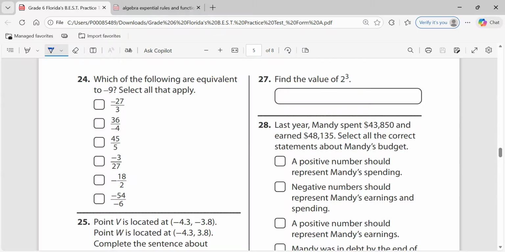Start at number 24. Number 24 says, which of the following are equivalent to negative 9? Select all that apply, so more than one. Negative 9. Remember, a positive divided by a negative is a negative, or a negative divided by a positive is still a negative, as long as they're opposite.